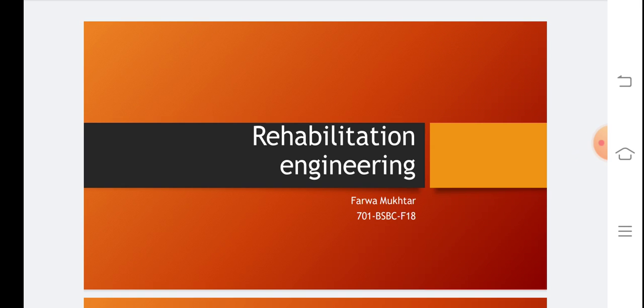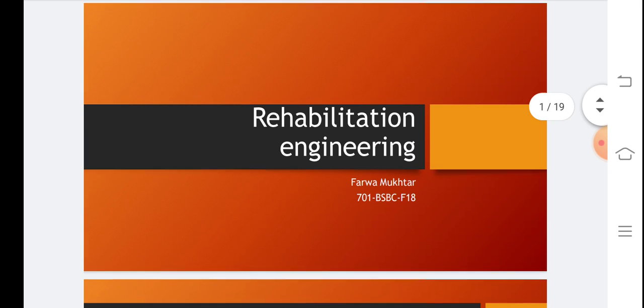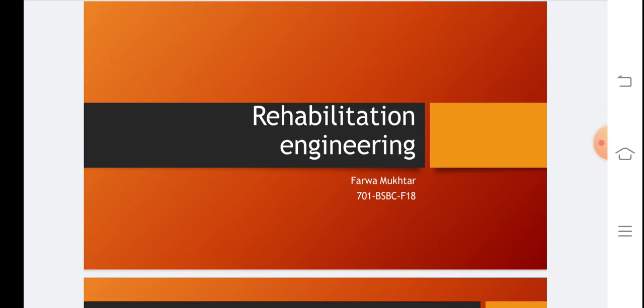So let's start our topic, rehabilitation engineering. So what is rehabilitation? Rehabilitation is a care that can help you get back, keep or improve abilities that you need for daily life. These abilities may be physical or mental, and you have lost them because of disease or injury or as a side effect from a medical treatment.